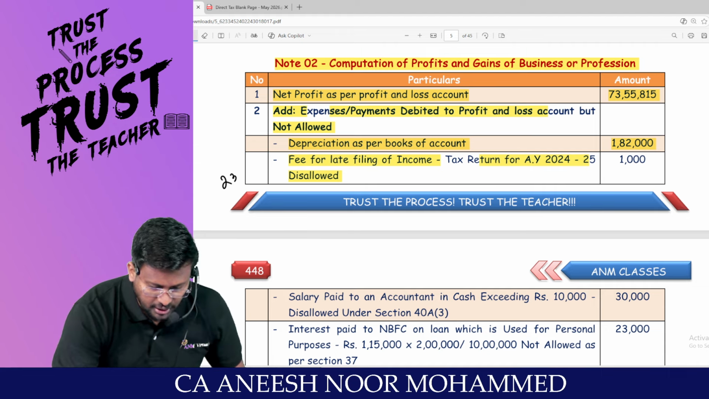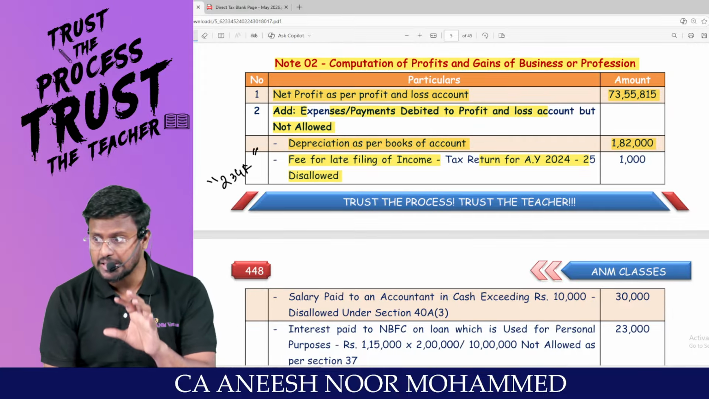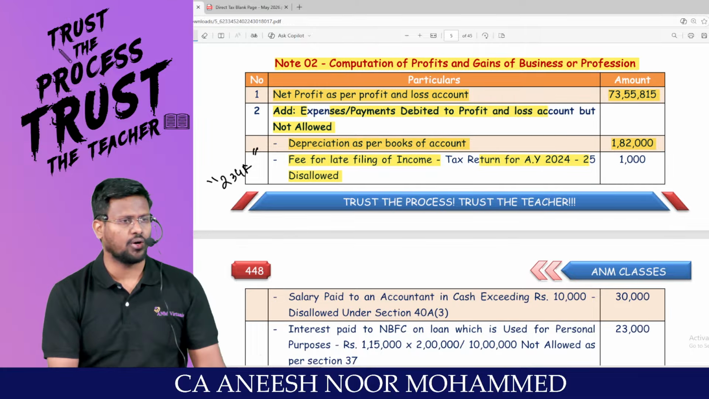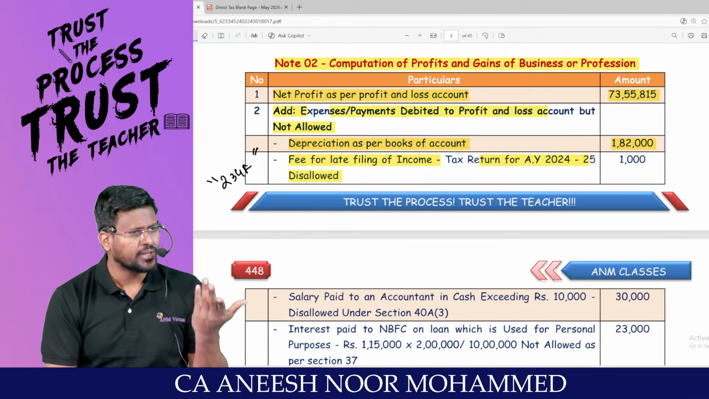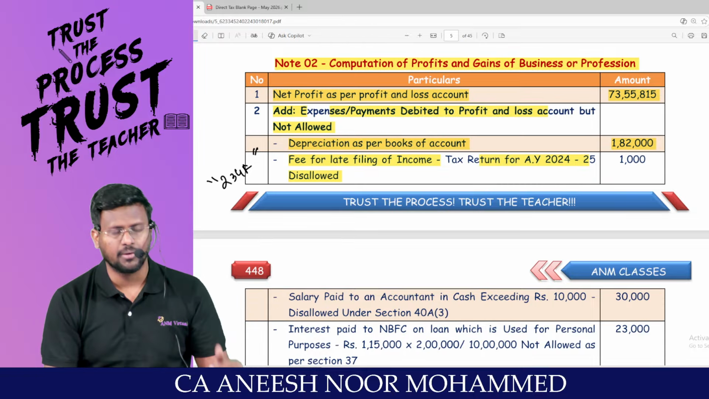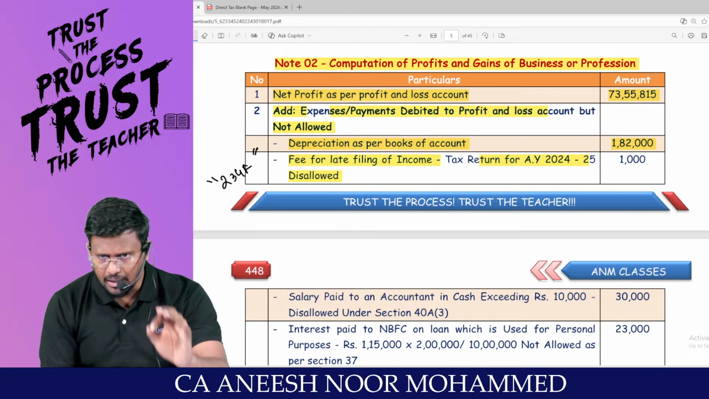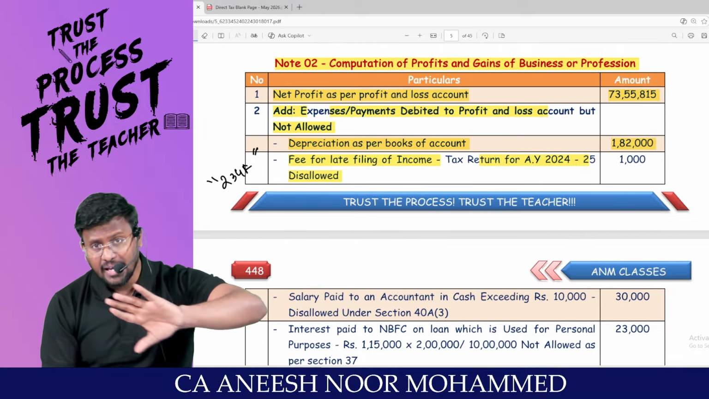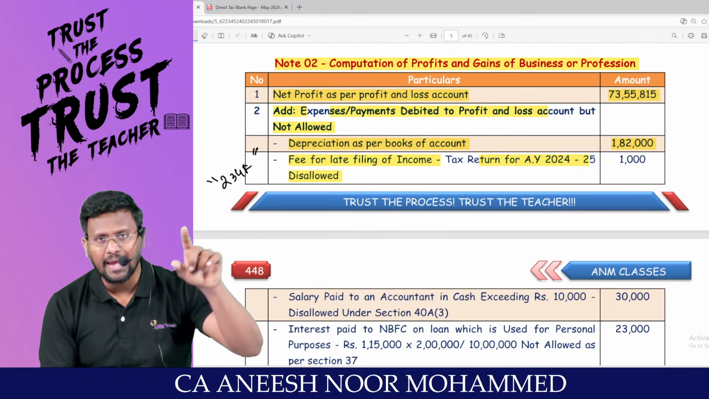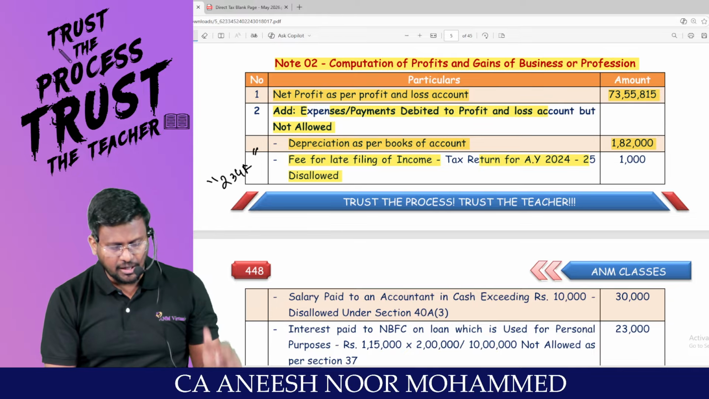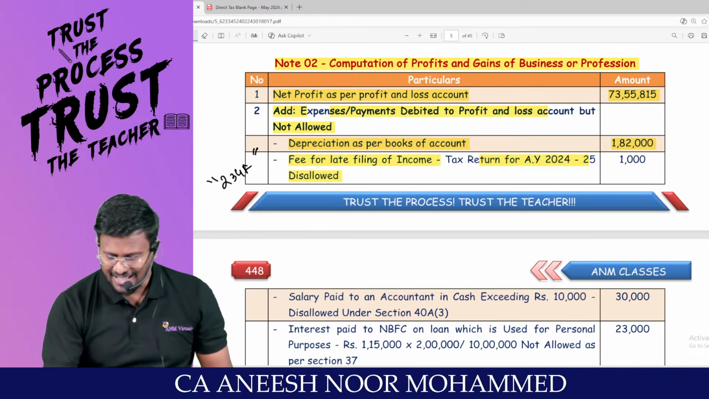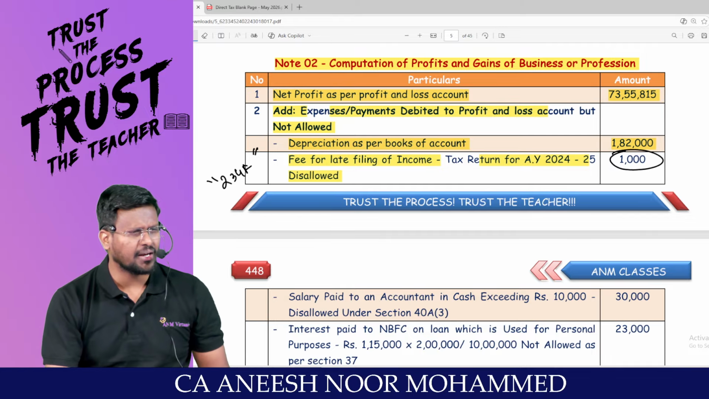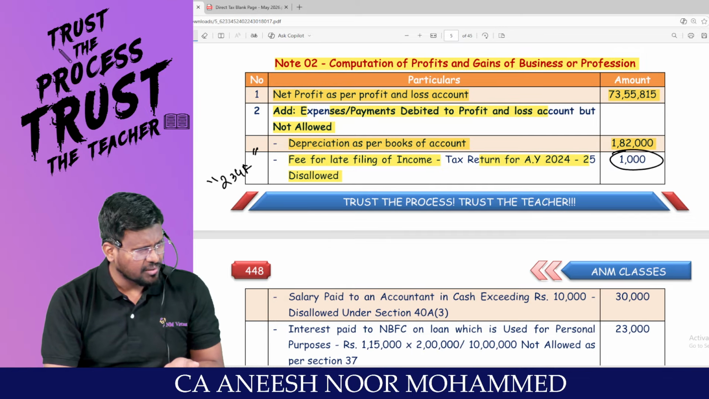234F is not interest. 234F is fees. Fees is for infraction of law. You have not filed the return within 139 subsection 1 time limit. You are filing the return belatedly. For late filing of return, you are liable to pay a fees under 234F. That has been debited to what account? P&L account. Is it a business expenditure?